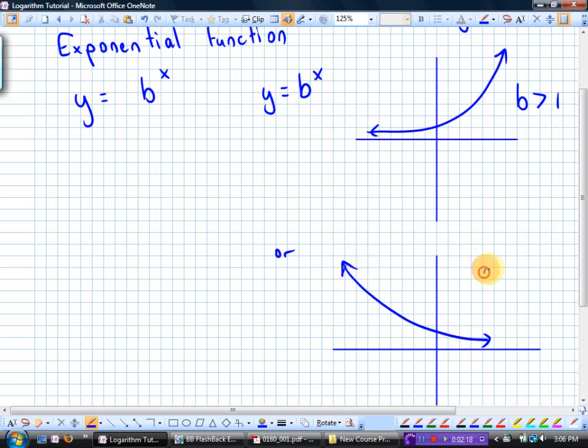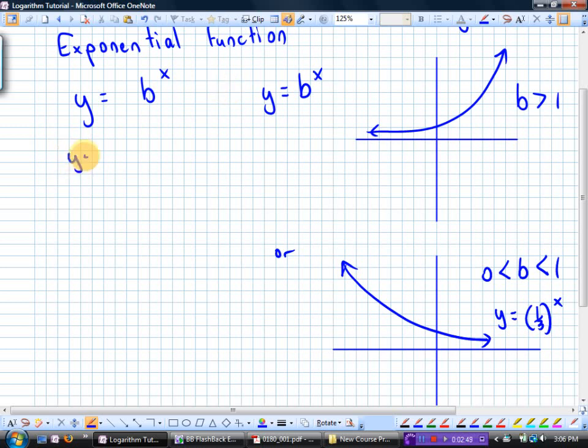If b was a fraction, for example, this could be y equals 1/3 to the x, or 1/4 to the x, or 1/10 to the x. No matter what they looked like, they all had certain things in common. As long as you didn't stretch or flip or slide, as long as you had the basic exponential graph, they all had certain things in common.